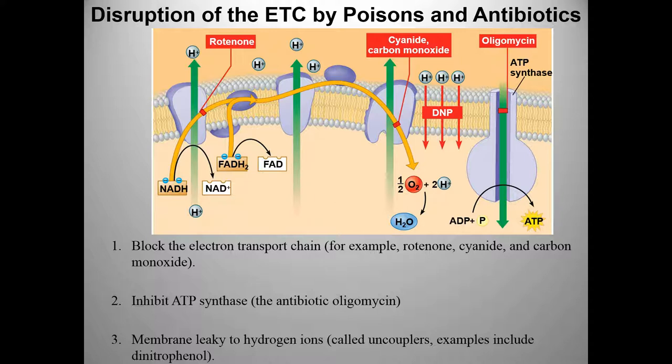Or, in this case, you could be exposed to toxins, poisons that somehow disrupt the function of the mitochondria. There are a couple ways this can happen. One, you can be exposed to some type of drug or toxin that blocks the electron transport chain. In this case, you prevent the movement of electrons from one electron carrier to the next, from one membrane cytochrome protein to the next.